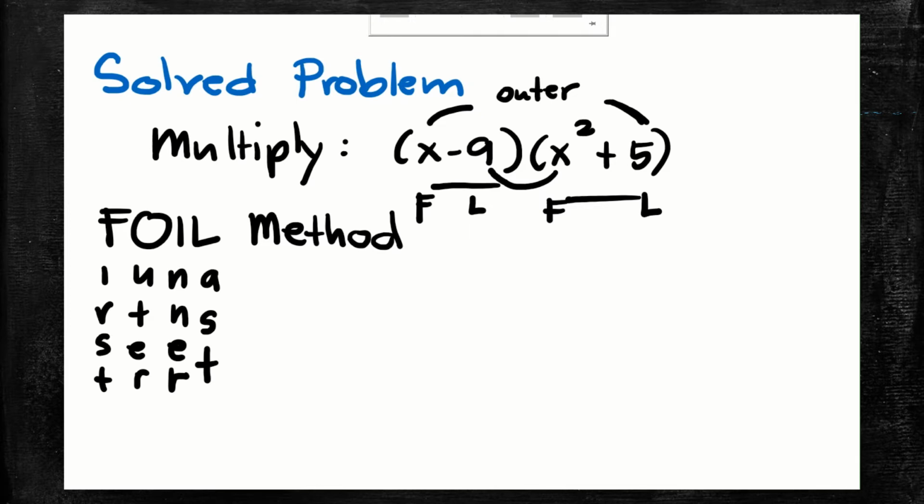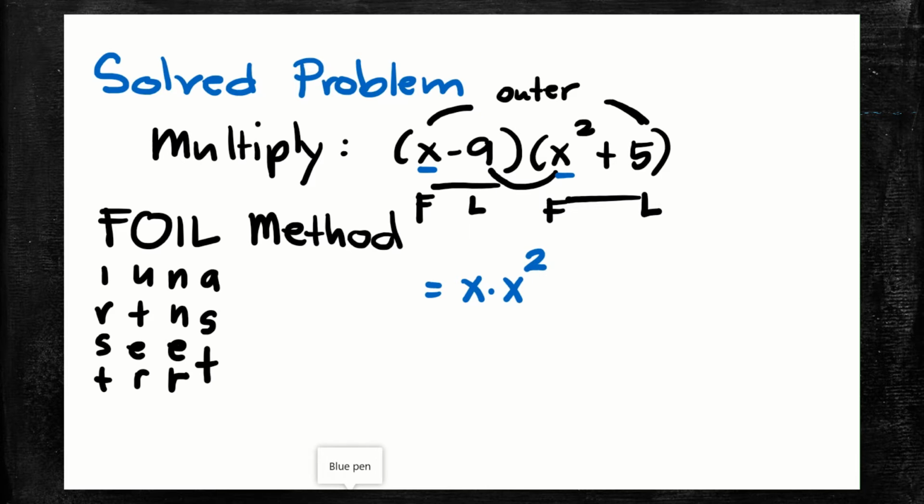Okay, meaning to say you first multiply the first, then the outer, then the inner, and then the last. So to show you the solution, let's work on the first. The first is x and x squared. Let's write it down first so that you can see what expressions we are considering. So x times x squared.